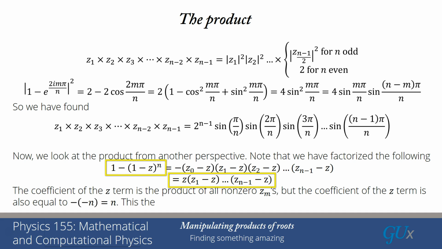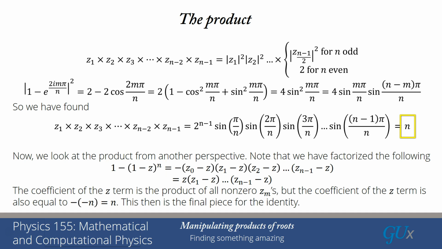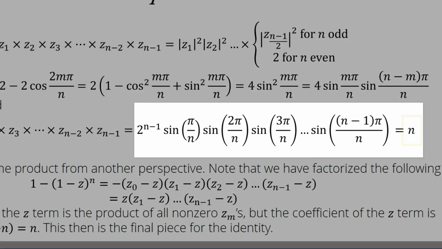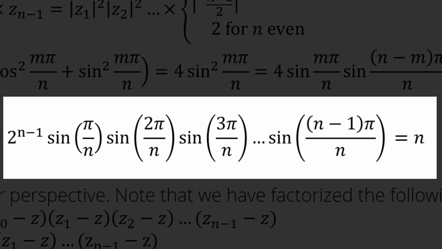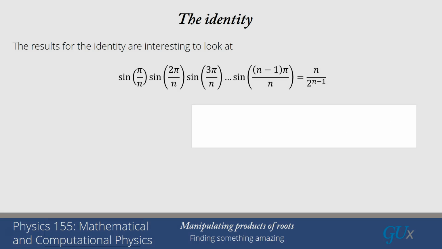But we also can calculate the coefficient of the z term from the left-hand side. It's going to become minus n, or n, and that's the final piece of the identity. So we set 2 to the n minus 1 times the product of all these signs equal to n. We divide both sides by 2 to the n minus 1, and that yields the identity that we have. So this is the way that you can derive that identity.